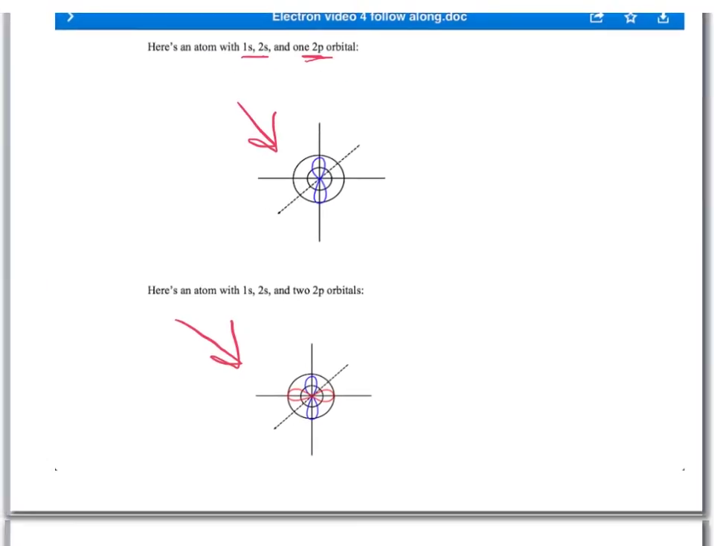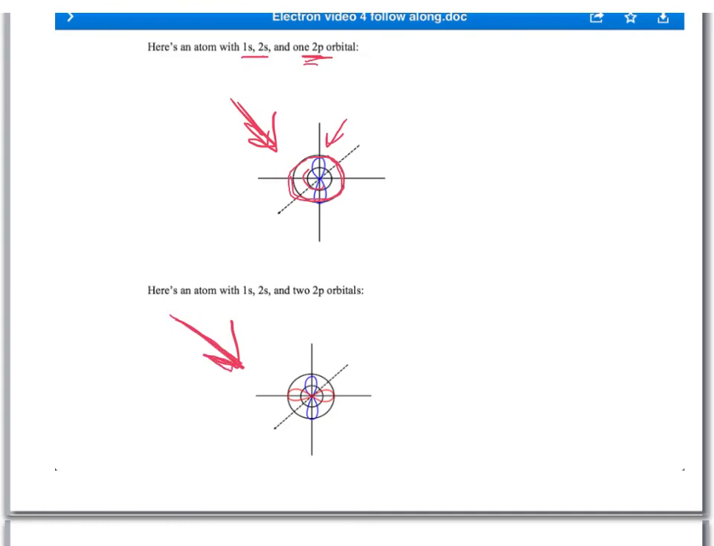So here's an atom that has the 1s, that's the one in the middle, and it also has the 2s, that's farther from the nucleus but still spherical because it's s, but we've added a p orbital. The blue thing in there is the P shape, and notice that it extends all the way out to the second energy level. That's why it's 2p.